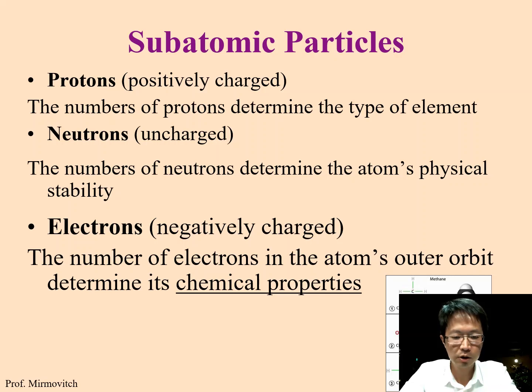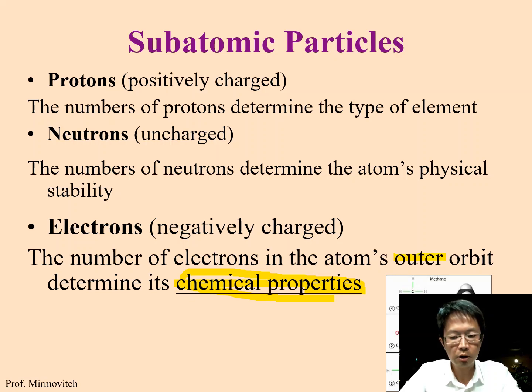Last but not least, we will talk about electron, not atom, electron. The number of electrons determines the chemical properties. So what do I mean by that? You have a nucleus in the center of the atom, and then you have electrons surrounding the nucleus. You have several layers of electrons surrounding the atom.